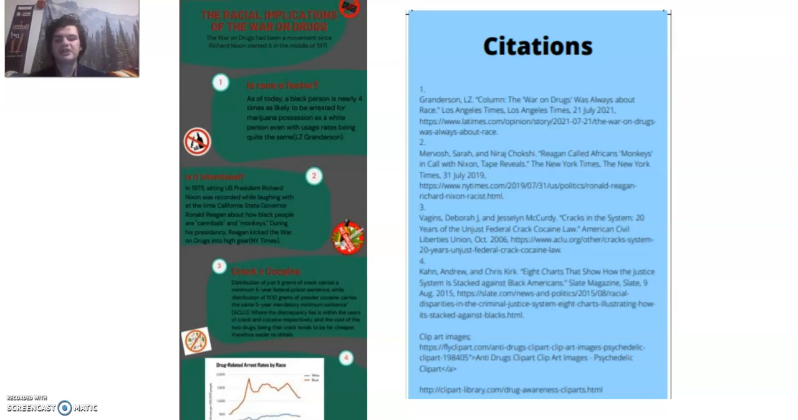The kind of information I used was the fact that a black person is nearly four times as likely to be arrested for marijuana possession as a white person, even when the circumstances are borderline the same. Another piece of information I used was how two very similar drugs in crack and cocaine are prosecuted so differently, even though they're borderline the same thing.